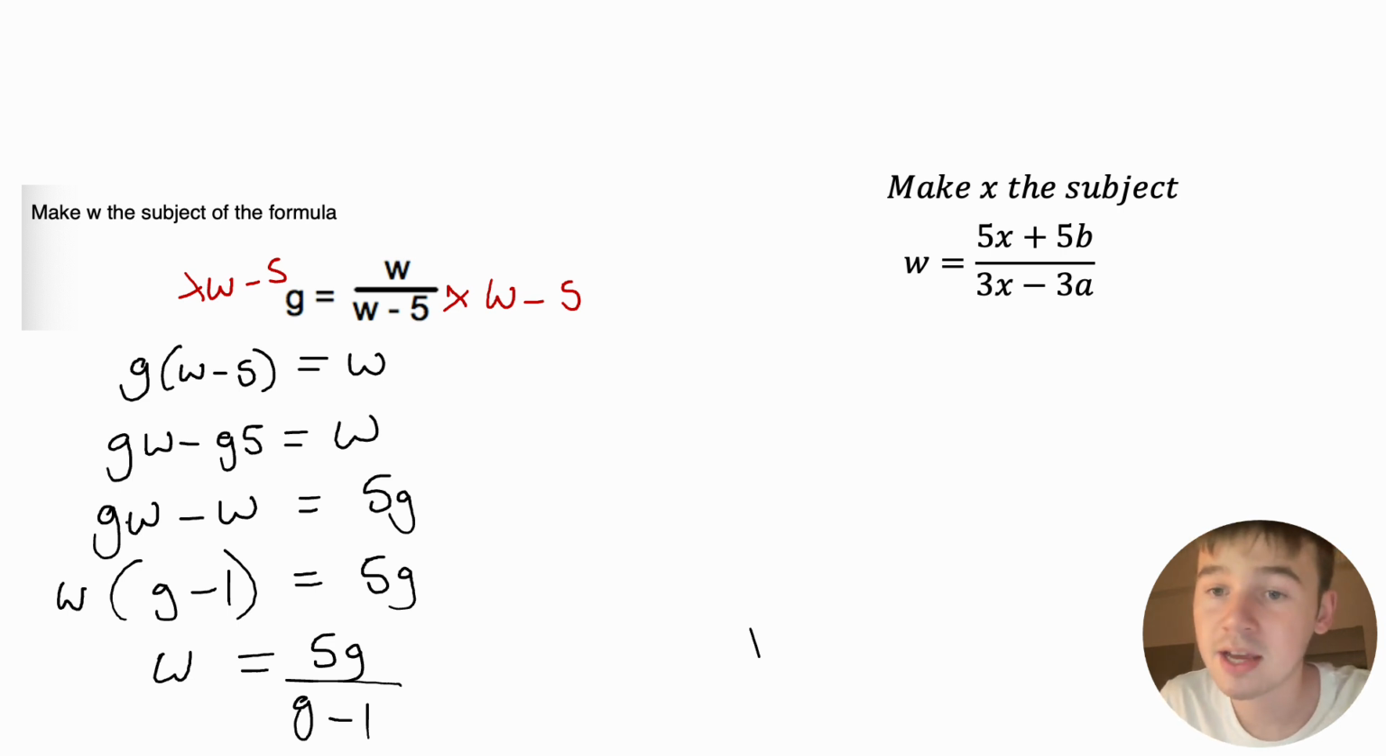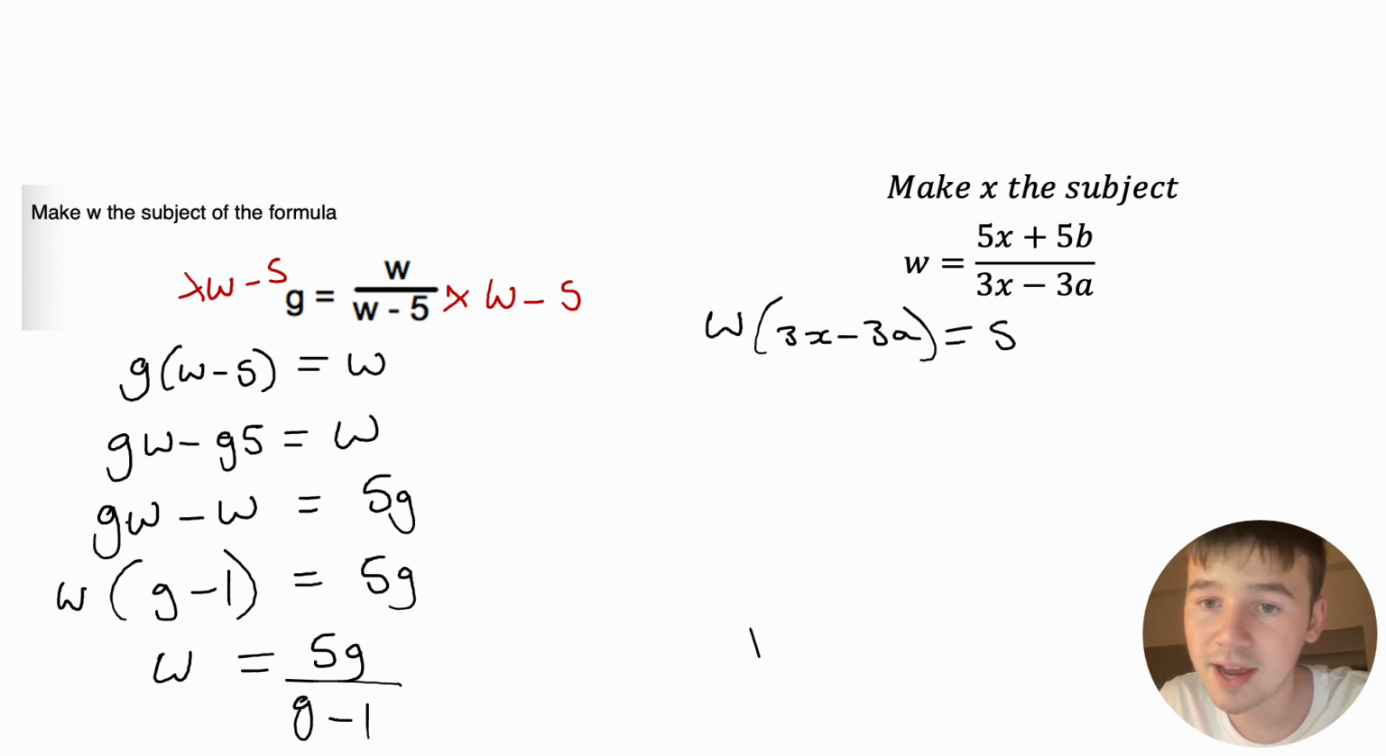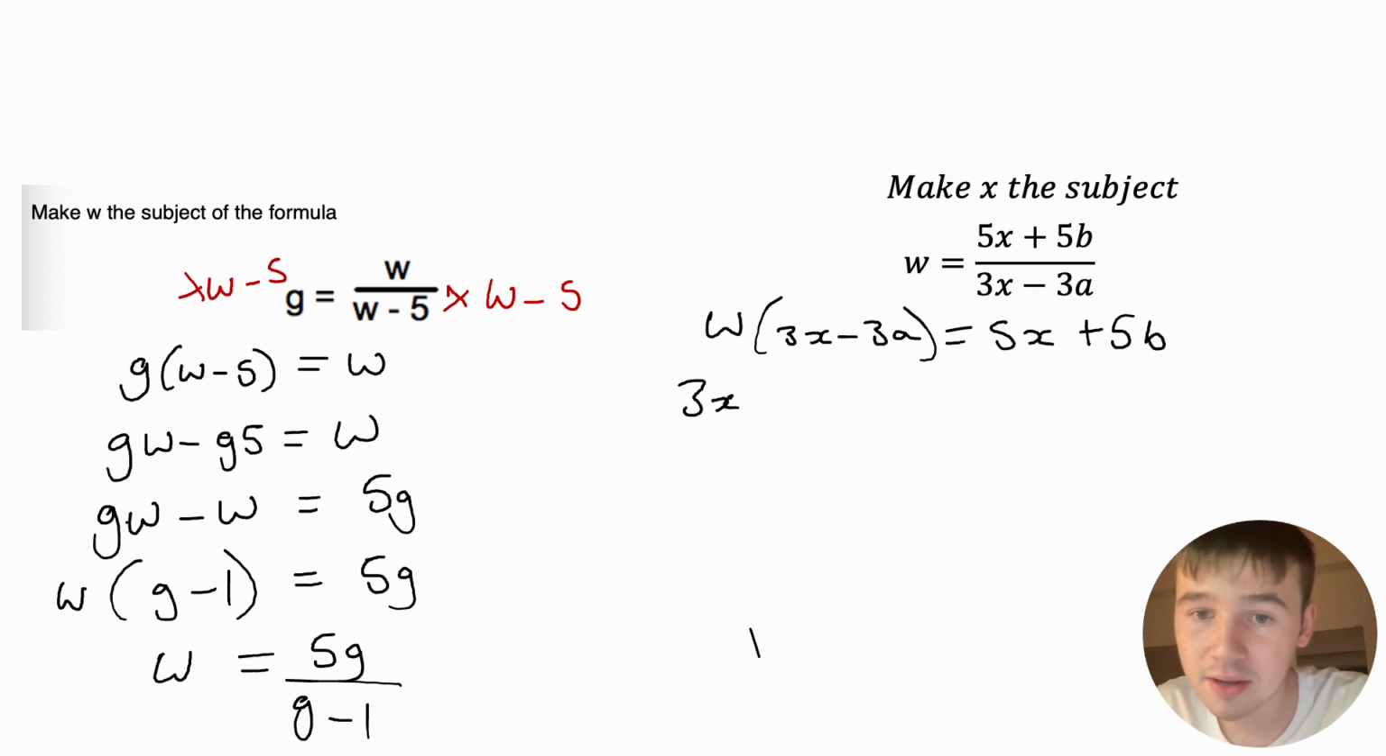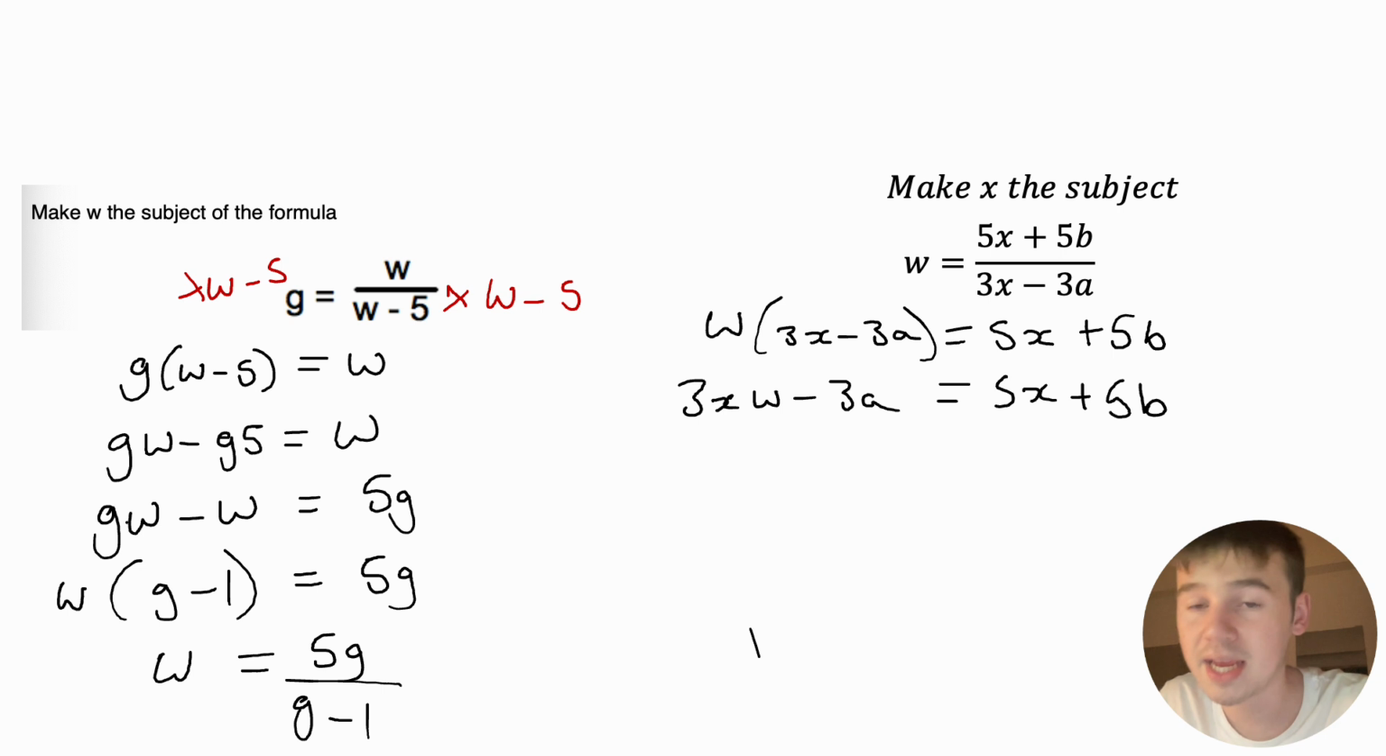So what do we do here? We times both sides by our denominator here again. So we've got w(3x minus 3a) equals 5x plus 5b. Expand out our bracket here. 3xw minus 3aw equals 5x plus 5b.